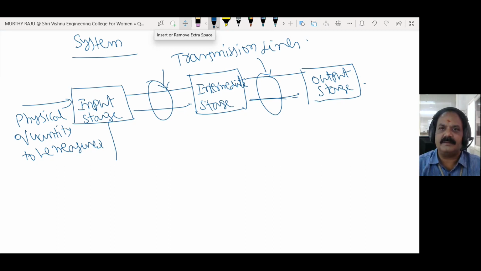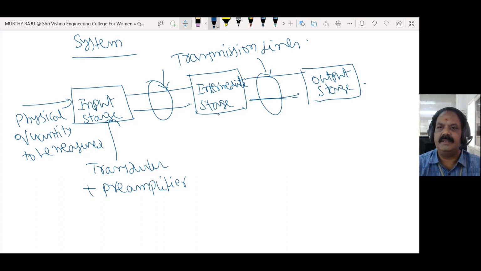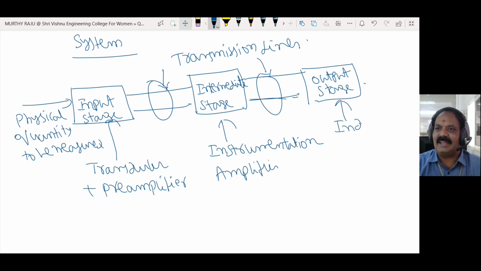Input stage is a transducer plus preamplifier. Intermediate stage must be an instrumentation amplifier. Output stage is nothing but indicator and automatic process controller.